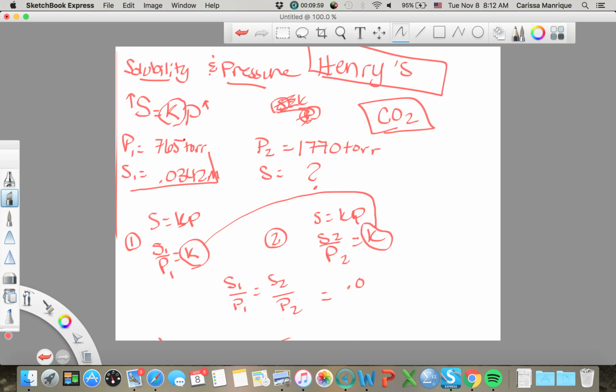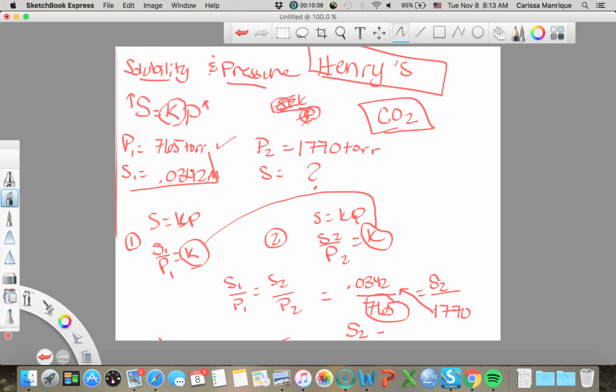So let's put in our numbers. S1 is 0.0342. P1 is 765, equals S2, we don't know S2, we're trying to find that, and then P2 is 1,770. Okay, so now we just cross multiply. When you do this, make sure you know how to do this. If you don't, contact me. You just do this, divide by this, multiply this, and then divide by that, and I'll give you S2.